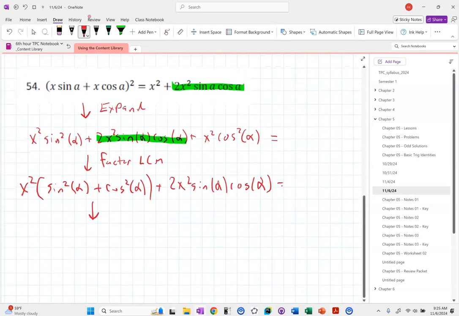And then hopefully at this point you see, Josh? Yep. P1, right? Which is just 1, so 1 times x squared is just x squared, and there we got it.